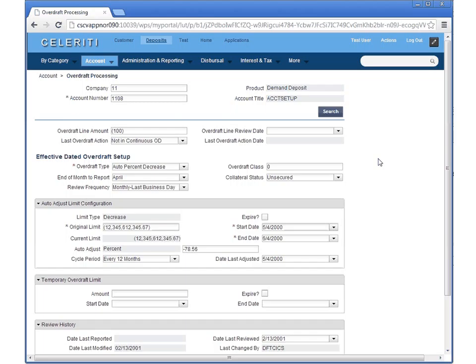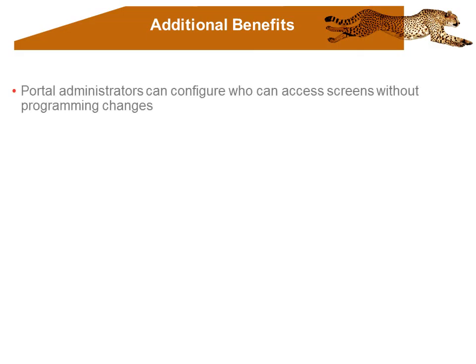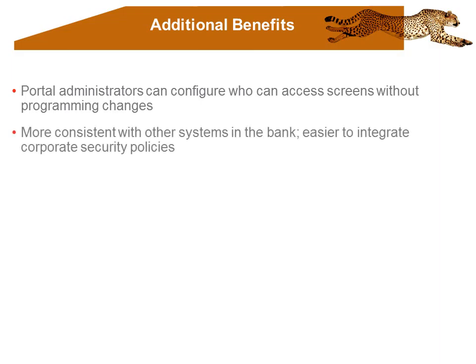Let me talk just a few minutes about some additional benefits with the Celerity Web Portal. One is that administration can be done by regular users. There aren't any programming changes. There are screens that allow you to administer those users and set up permissions and let people access different parts of the system. It's also more consistent with those other systems in the bank.